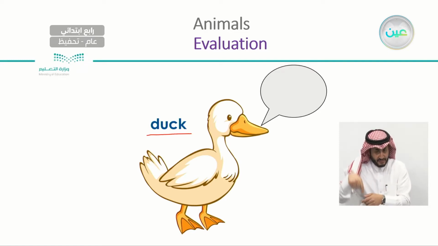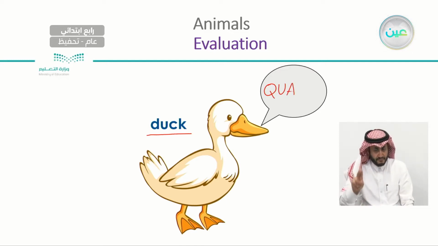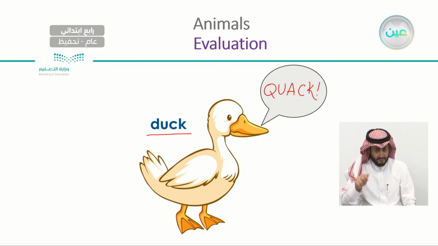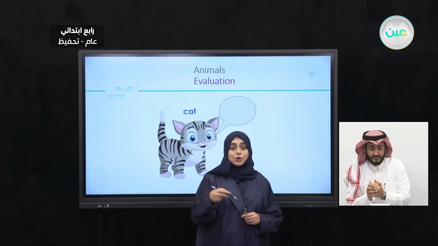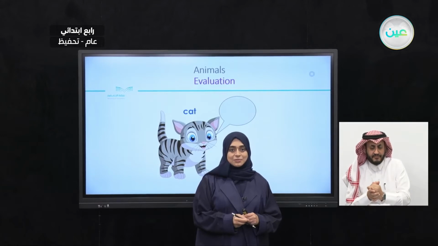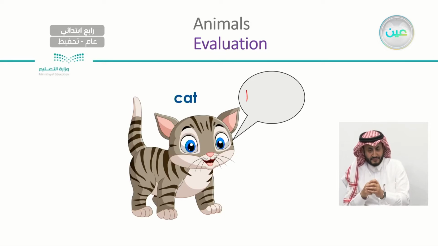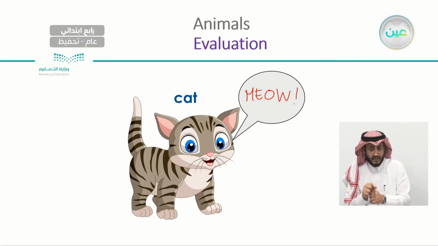Let's write this all in uppercase. Quack. Q. U. A. C. K. And exclamation mark. Quack. Next animal we have cat. What sound does a cat make? Meow. Excellent. Let's write this together. Meow. M. E. O. W. Exclamation. Meow.